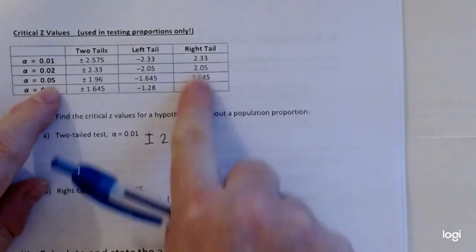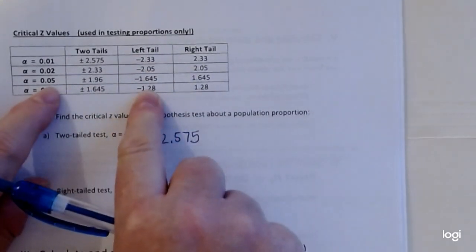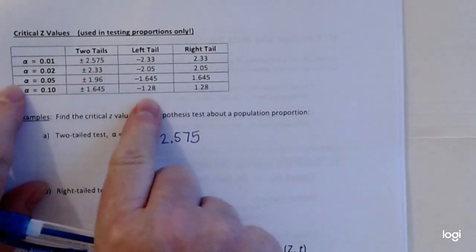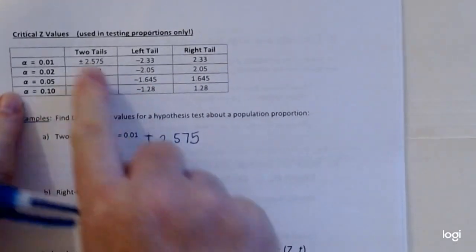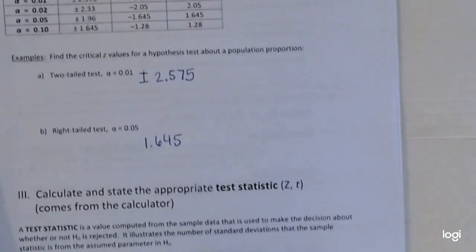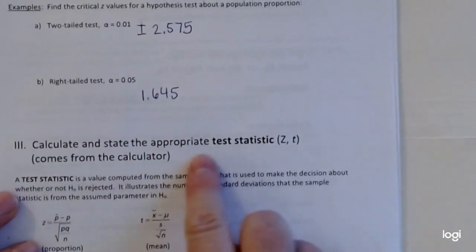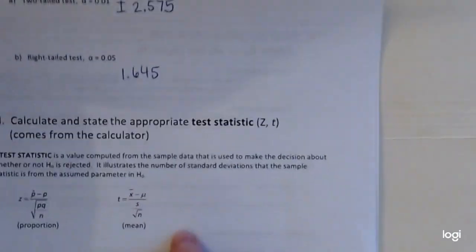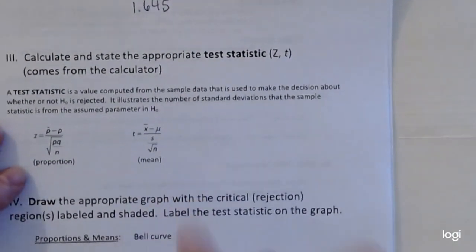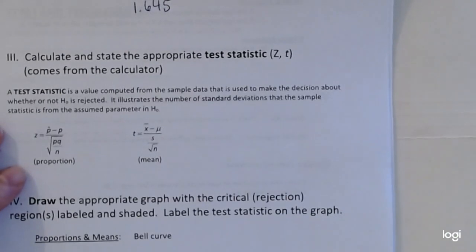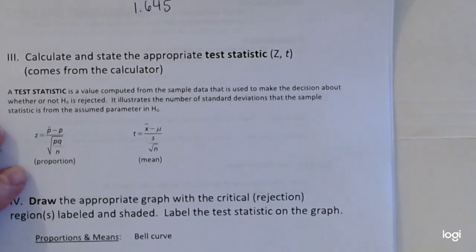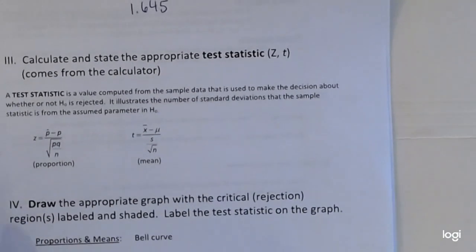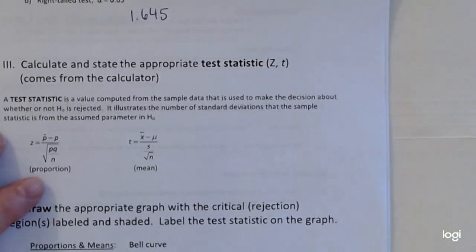Notice that for the right tail, all the values are positive. For the left tail, all the values are negative. And for two tails, it's the plus and minus of the same value because it's evenly distant from the mean on that distribution. Calculate and state the appropriate test statistic. This is actually going to be given to you from the calculator, so you don't need to worry about these formulas here. This is not something that you will need to do by hand. Thank goodness. We will just do this on the calculator, and it will give you that value.